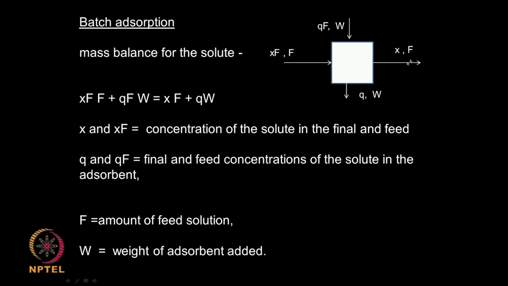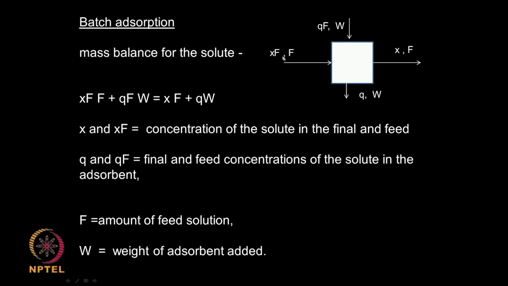So, let us do a mass balance if there is a batch adsorption, okay. So, we have 2 streams coming in and 2 streams going out. We have a feed solution F with the solute concentration Xf and we have W amount of adsorbent added with concentration of solute as Qf, and then the solids go out, W again. Now, it has picked up some adsorbate, so it will be Q, and your solution has lost some adsorbate, so it will be X, which will be less than Xf, and F is the flow, okay.